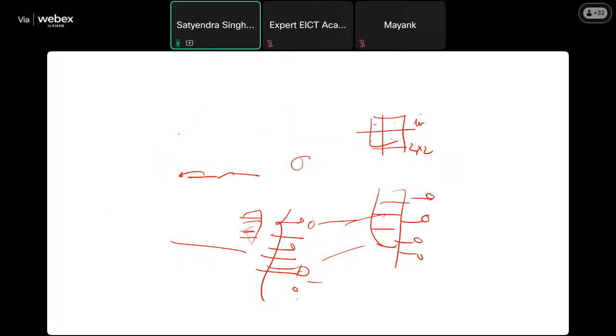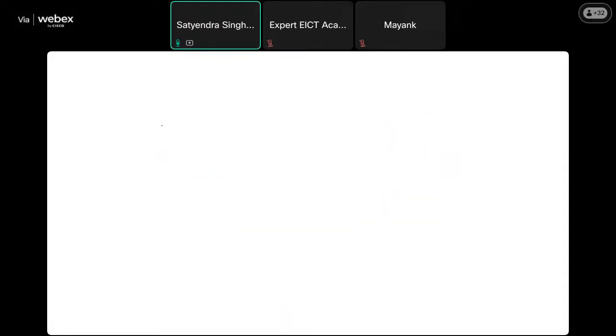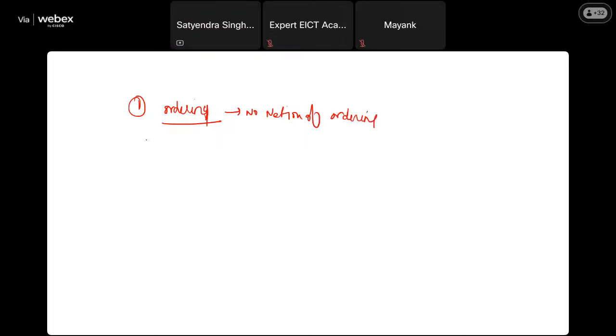So there are some problems with the neural network architecture. One is the ordering. There is no notion of ordering, and you have fixed size input only.